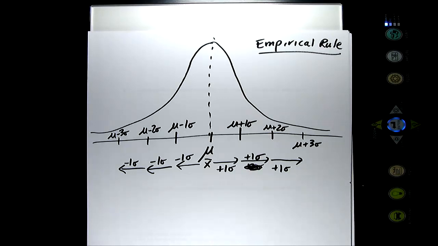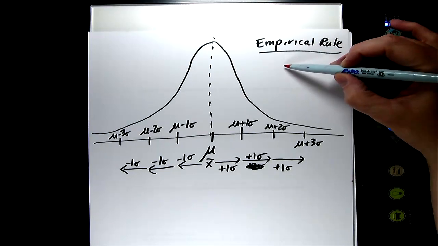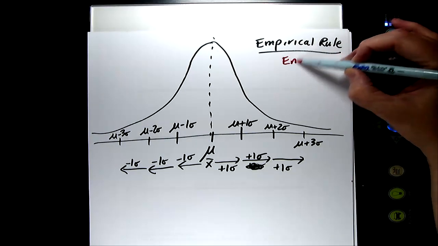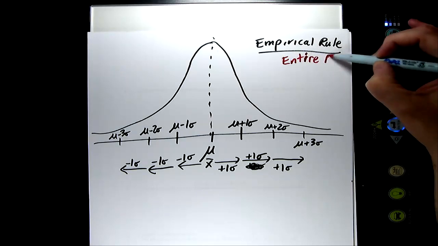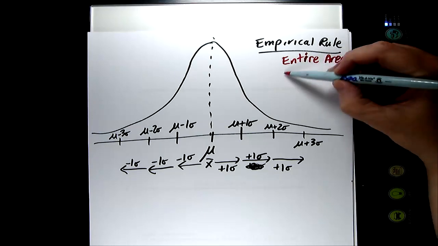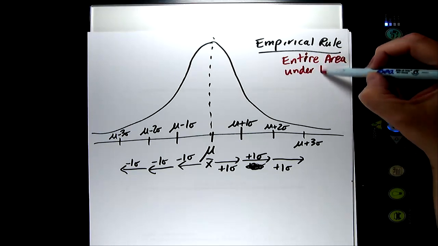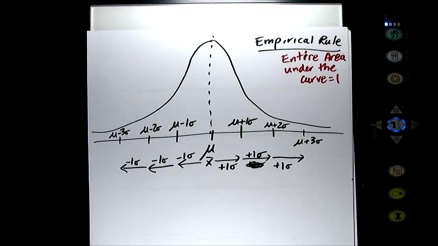Now, the entire area under the curve is 1. And it doesn't matter which standard deviation shape we use. We can have tall ones, we can have short ones. So the area has to remain consistently 1.